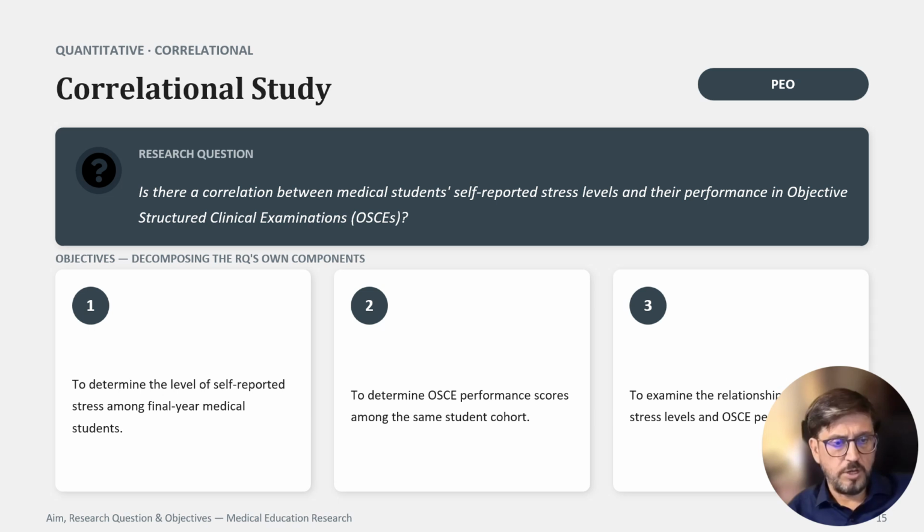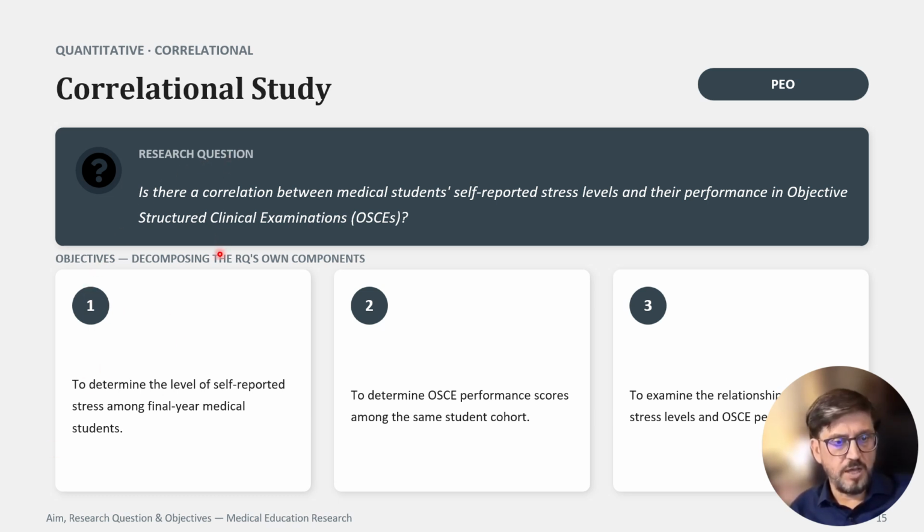Now, you need to identify that this is based on PEO. So if we try to identify what P is here, that's medical students, the population. Exposure is to the OSCEs, and the outcome is the self-reported levels and their performance.